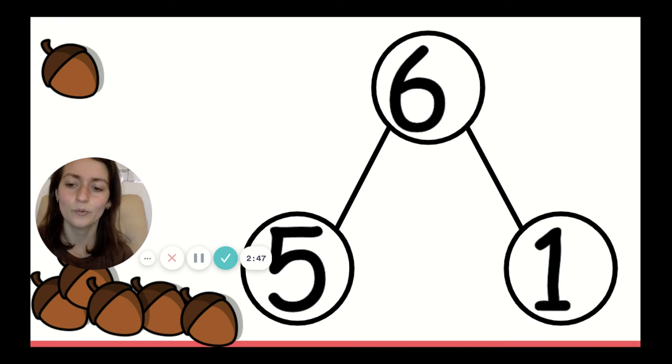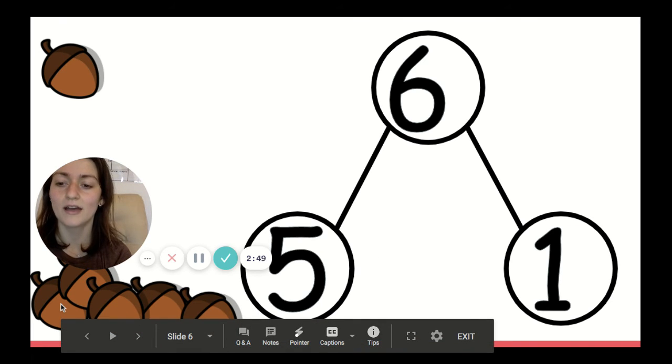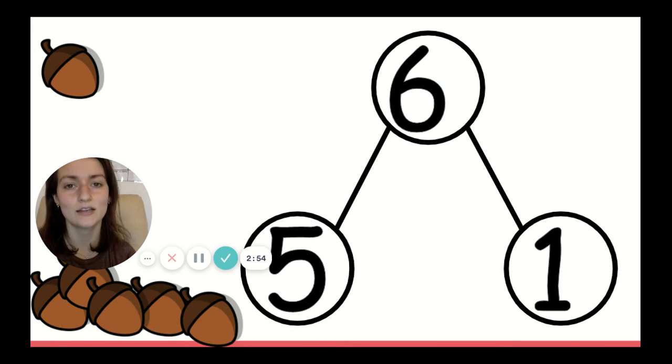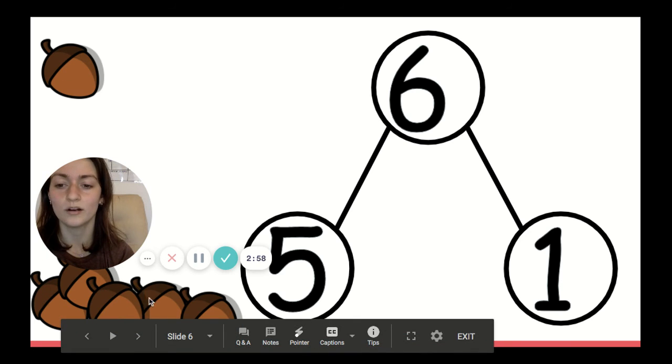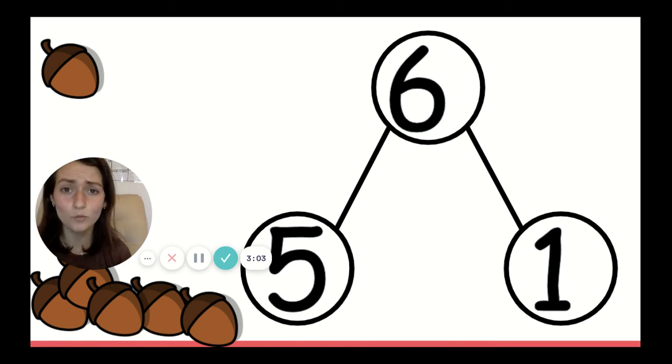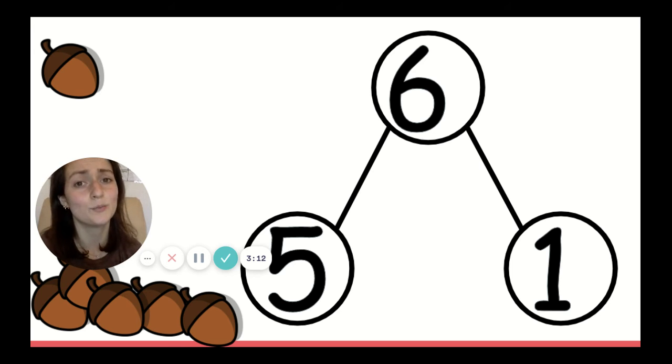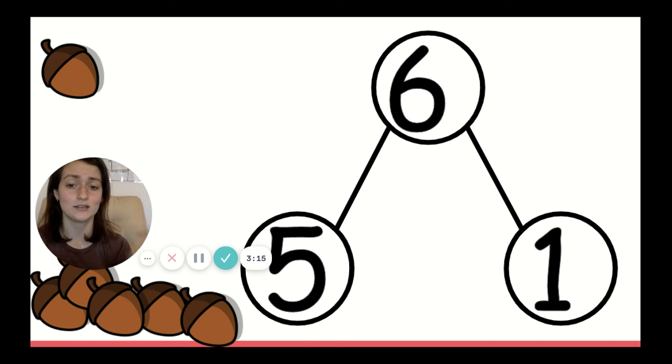Well, what about this? 1, 2, 3, 4, 5 in the ground and 1 in the sky or in the tree. Is that still 6? 1, 2, 3, 4, 5, 6. Yeah, we know that 6 is the same as 5 and 1 more. That still works in our problem. Our whole is 6, but the squirrel decided to break up that whole into different parts. 5 and 1. Maybe our squirrel's eating this one in the tree right now.